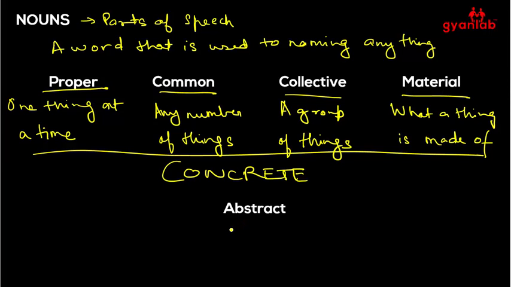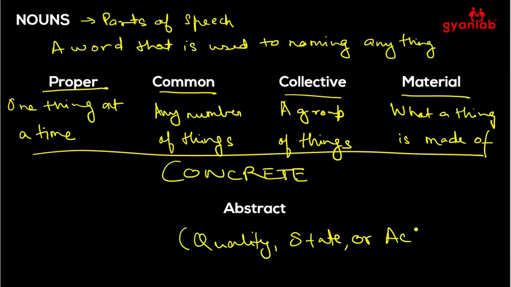And last is abstract noun, that is used to define a quality, a state of being, or any action. So quality, state or action, when you have one of these, it is known as an abstract noun. So let's get started with the first one, the proper noun.